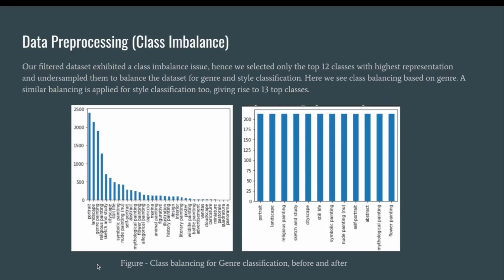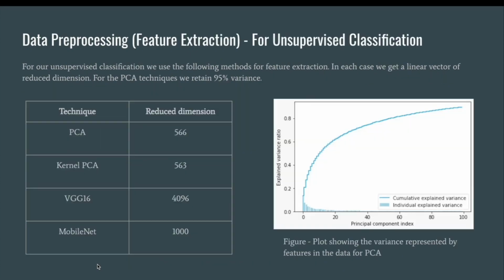Now, let's talk about dataset pre-processing, which is an important step in improving accuracy and reliability of the models. In our case, we noticed that the dataset exhibits a class imbalance issue. A classification dataset with skewed class proportions is called imbalanced. This can cause a classifier to be overwhelmed by the majority classes and ignore the smaller ones. In order to solve this, for genre classification, we select the top 12 genres and perform undersampling to get a class-balanced dataset.